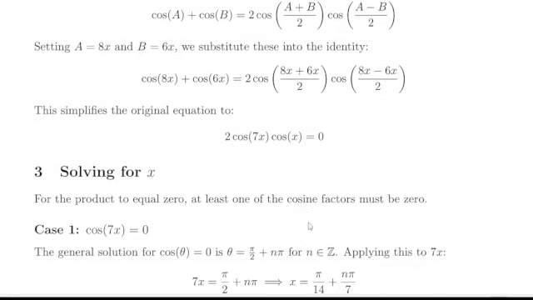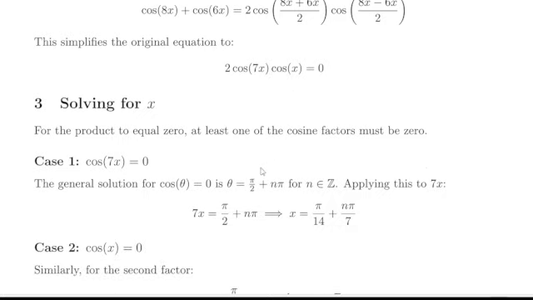So now we want to set cosine 7x and cosine x equal to 0. So the first case, cosine 7x equals 0. Well, when is cosine 0? That's going to be for pi over 2 plus n pi. But then we want 7x to equal that, so we have to divide by 7 to get pi over 14 plus n pi over 7.